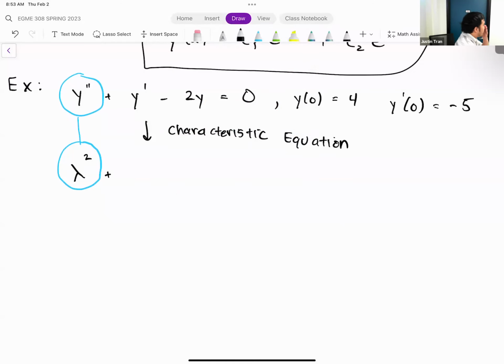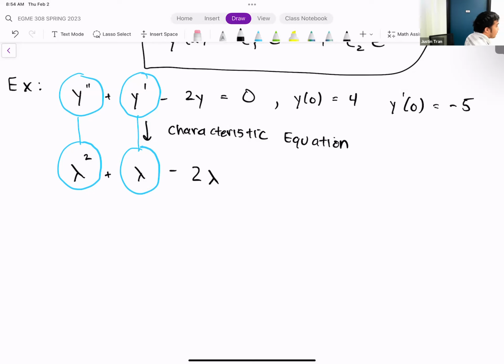Right, because y double prime is a second order derivative, so then we get a lambda squared from that. Then we have a y prime, so y prime is going to turn into lambda. Now we have minus 2y, and I make this mistake all the time too. It's tempting to look at just the y term without the derivative and go minus 2 lambda. Okay. But you have to be careful.